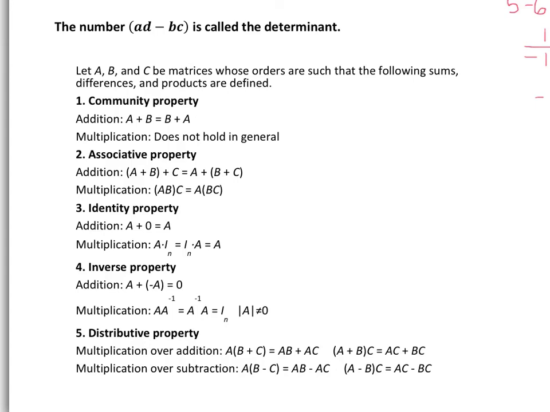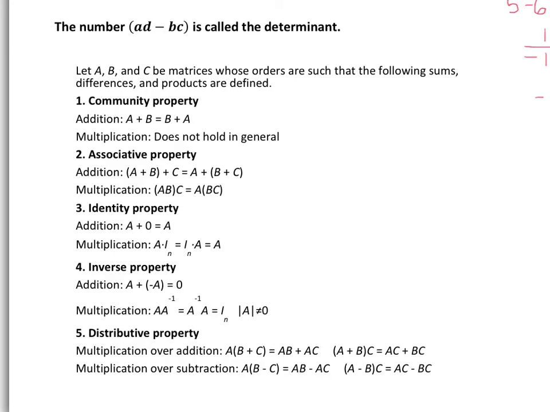Identity property: A plus 0 equals A. For multiplication, A times the identity equals the identity times A, which still equals A. Inverse property: A plus negative A equals 0. Multiplication: A times the inverse, which is the inverse times A, equals the identity. And the determinant cannot be 0.